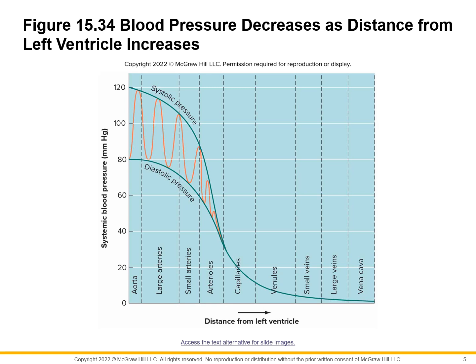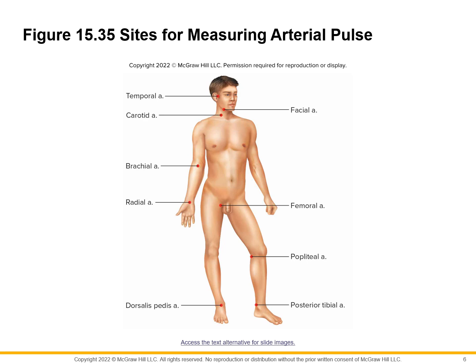Okay, there are certain arteries that are accessible and probably under the skin, and we can easily palpate them to feel the pulse. Okay, so we can use the radial artery in the upper limb, the brachial artery.